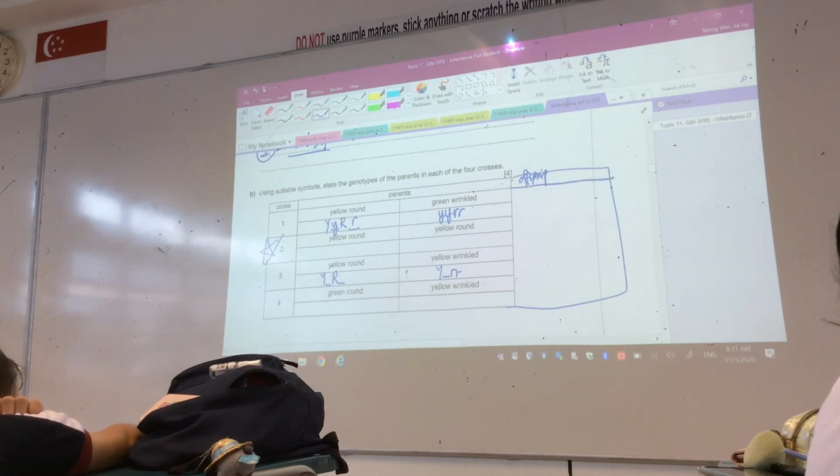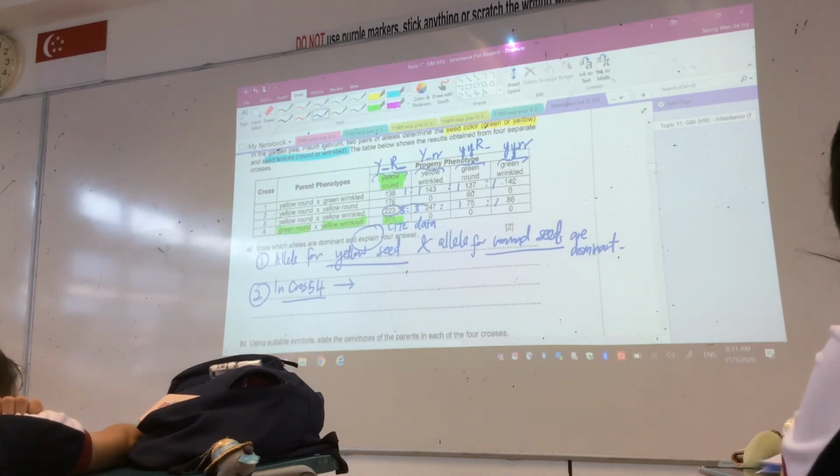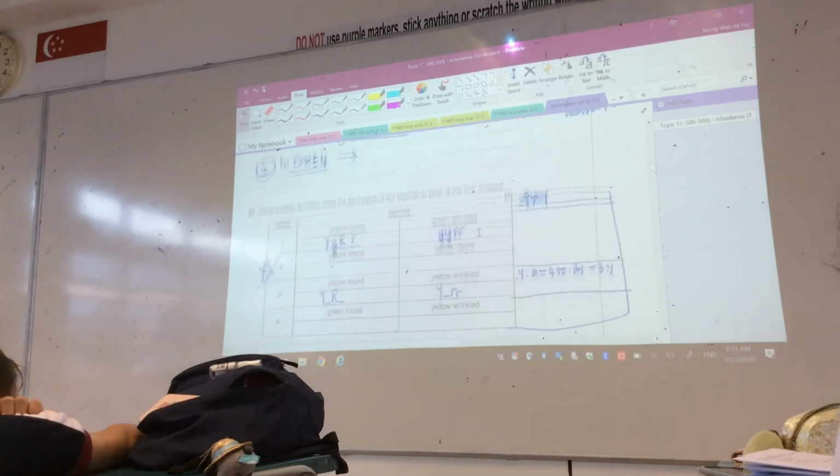Okay, so if you look at the offspring for cross number 3, yellow is to green. What is to what? 3 to 1. It's 470, and if you add all together, it's 161. So it is 3 to 1. I hope you know what I'm talking about. Yellow and green: all the yellow offspring, you group them together and add them up, right? And then the green ones, 75 plus 86, add together. And then you get a ratio of 3 is to 1.